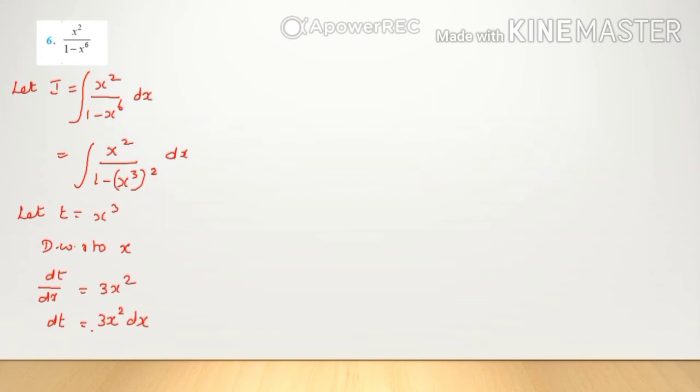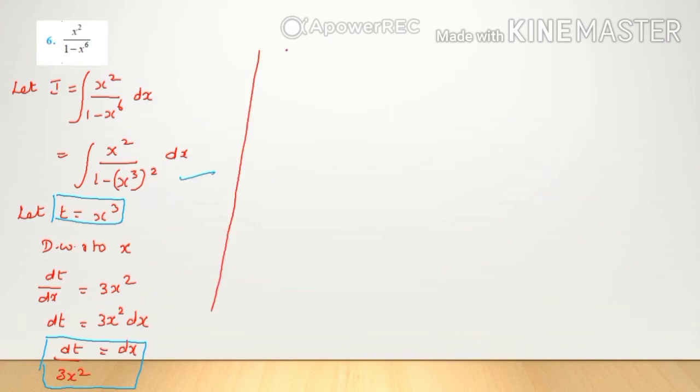How did we get this? By cross multiplying. So from this get the value of dx. So dx is equal to dt divided by 3x square. So I am having the value of dx. Let me highlight this. The value of dx and the t value, t is nothing but x cube. Both of these are getting substituted in the I term.